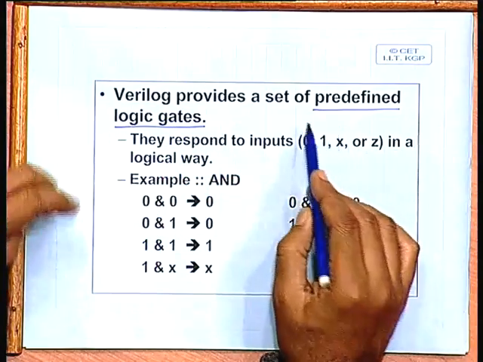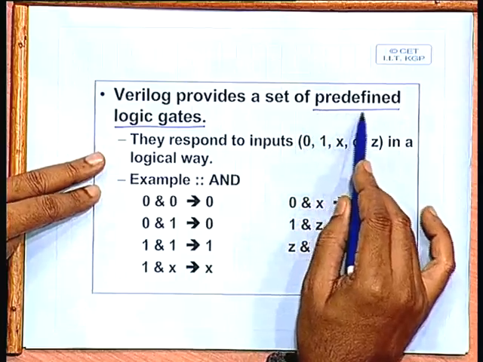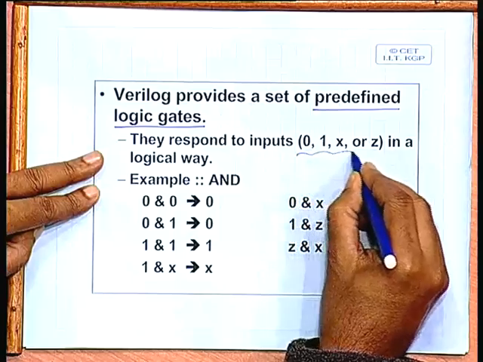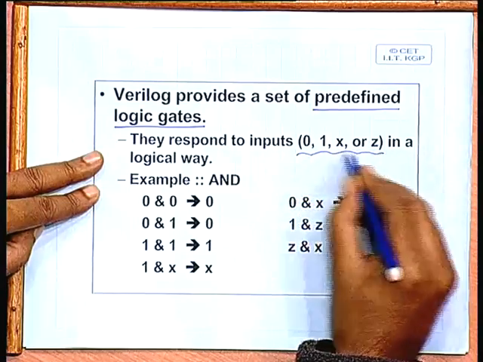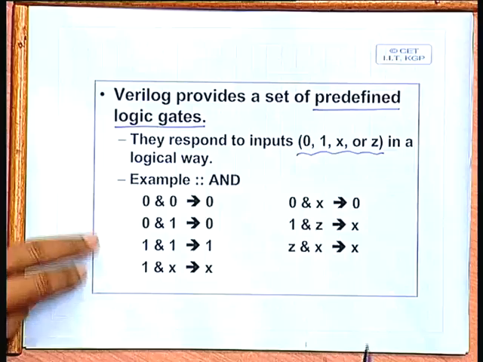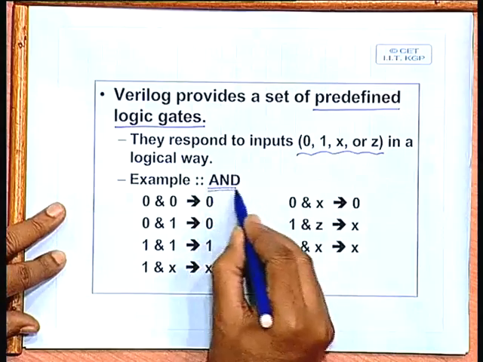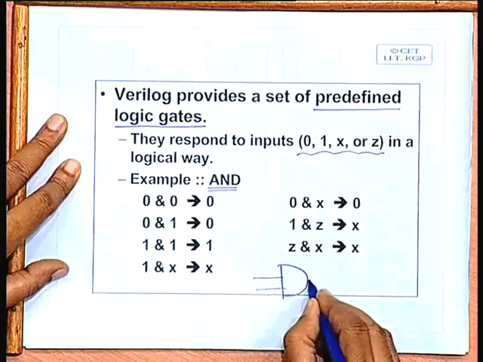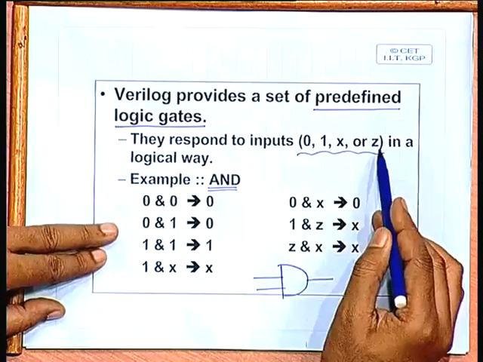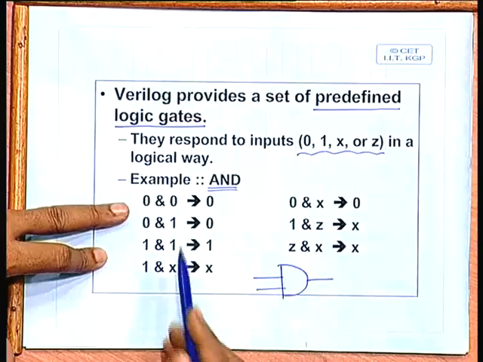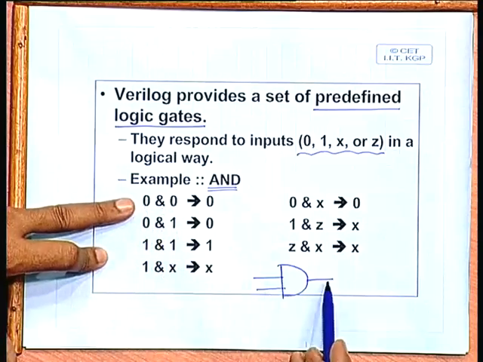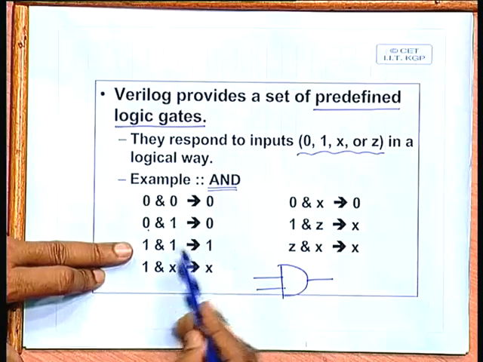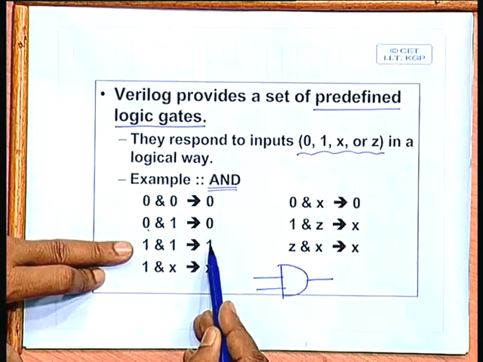And the way the functionalities of these gates are defined is quite consistent with these 4 logic values: 0, 1, x and z. Just for example, suppose you have a 2 input AND gate, there are 2 inputs and 1 output. The way it is defined is very easy to understand. If the inputs are 0 and 0, obviously the output will be 0. With 0 and 1, any one is 0, the output will again be 0. Only when both of them are 1, then the output is 1.